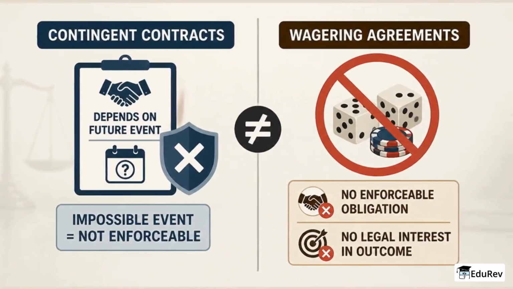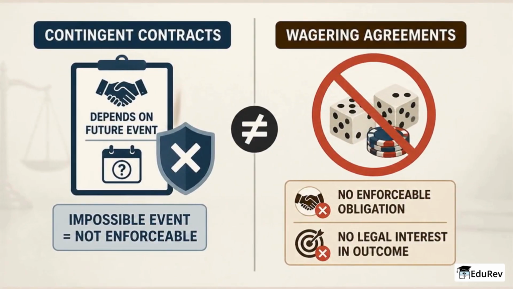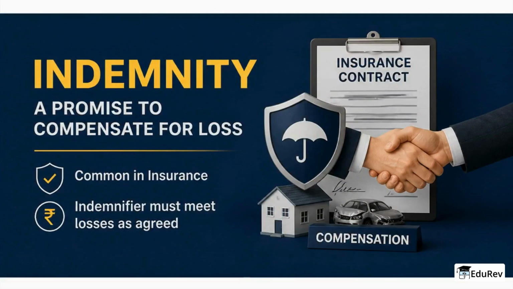Contingent contracts fail if the event is impossible, and they are not wagering agreements because wagering lacks enforceable obligation or interest in the event's outcome. Indemnity under Section 124 is a promise to compensate for loss, common in insurance, while the indemnifier must meet losses caused as agreed in contract.